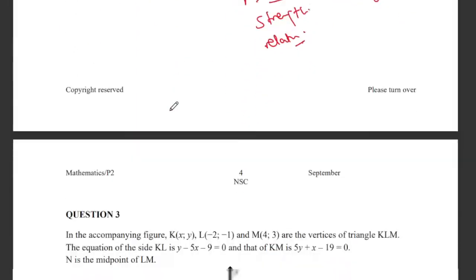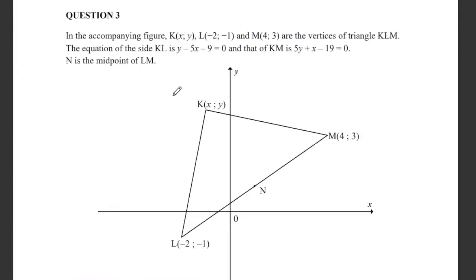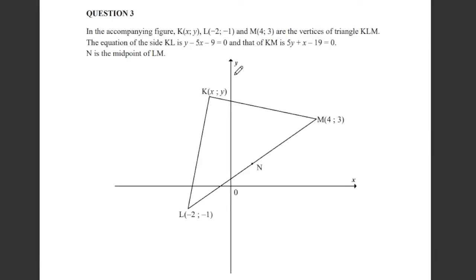It carries quite a lot of marks. When you look at question 3, they are telling us that in this figure, we have the coordinates of K, which is (x, y), L is that, and M is that. These are vertices of a triangle. They gave us the equation of KL, and they also gave us the equation of KM. And then they are telling us that N is a midpoint. So this word midpoint is going to play a big role. It deserves to be highlighted.